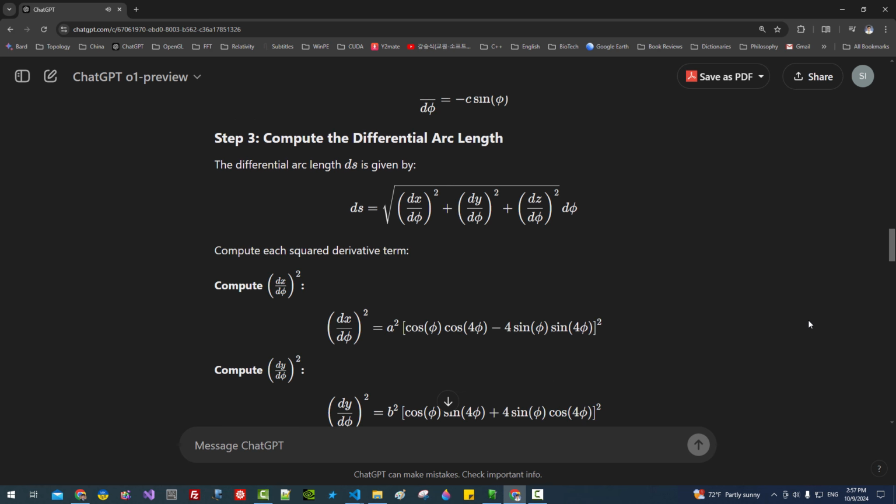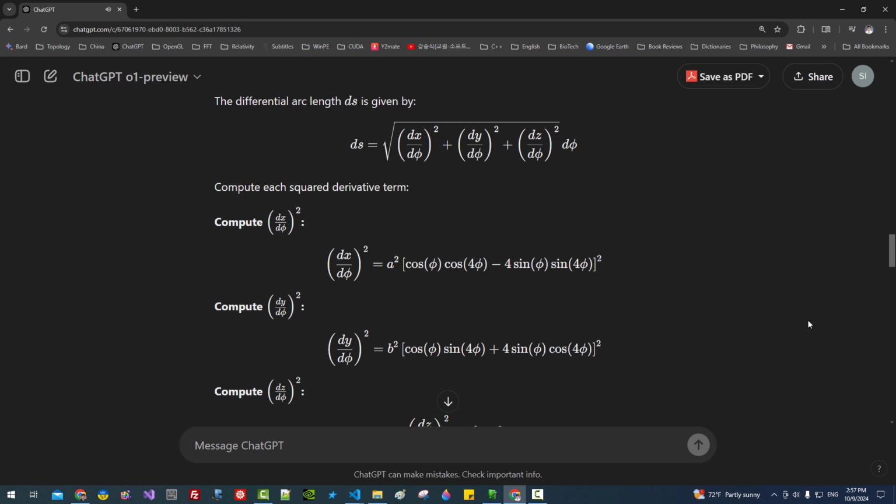Derivative of z: dz/dphi equals minus c sin phi. Step 3. Compute the differential arc length. The differential arc length, ds, is given by ds equals the square root of (dx/dphi) squared plus (dy/dphi) squared plus (dz/dphi) squared, d phi.